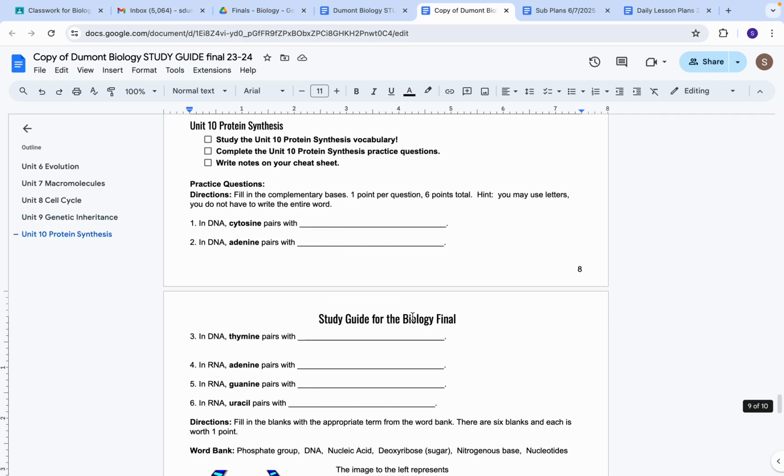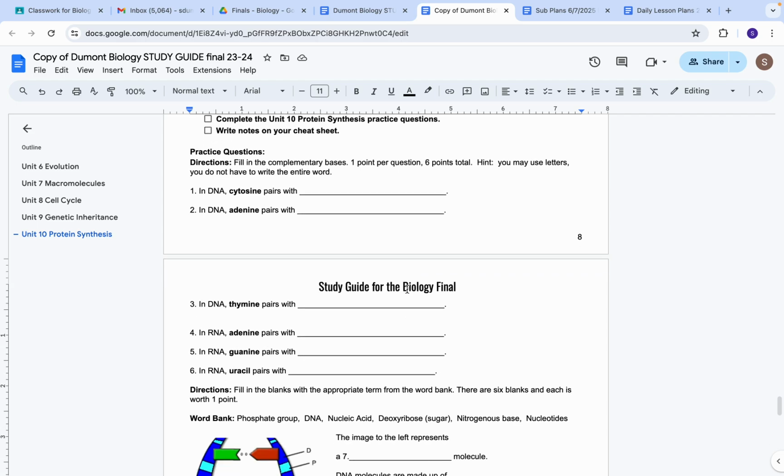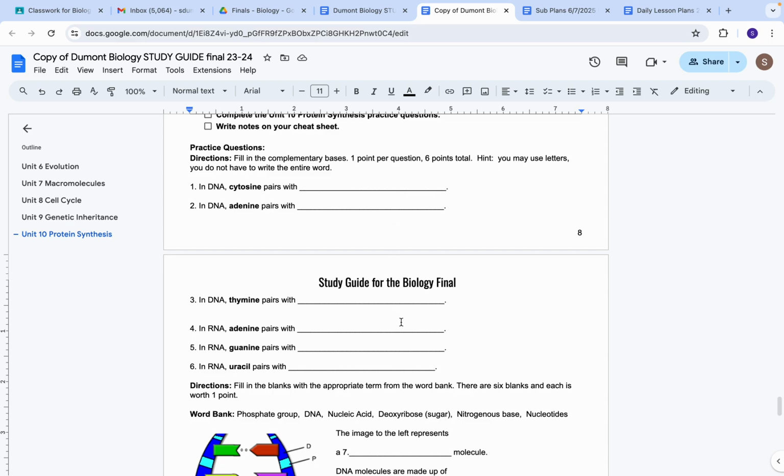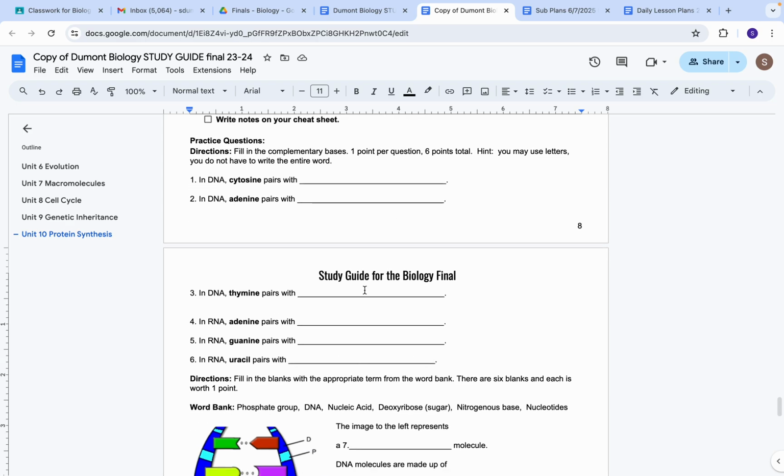So we just have Unit 10 left to go over the practice questions. Don't forget you still have to study the vocabulary on your own and make your cheat sheet. You can't bring this study guide into the final with you. And the expectations are on the front page of the study guide about your cheat sheet.